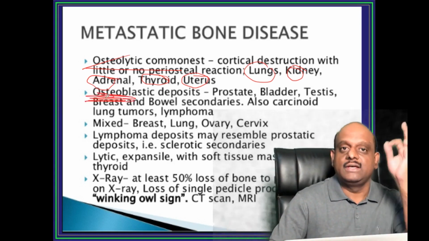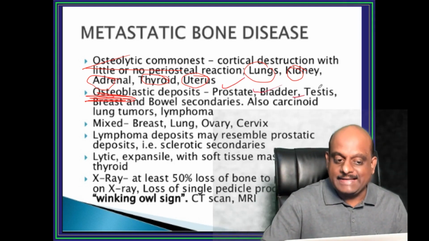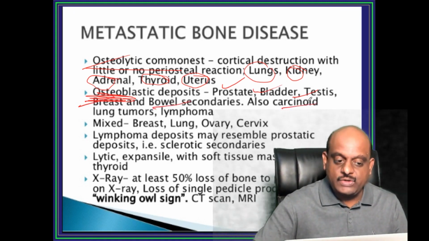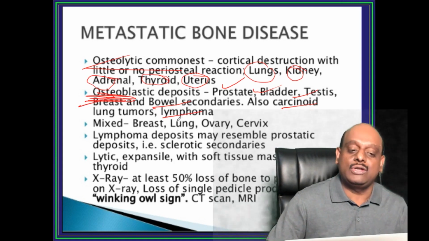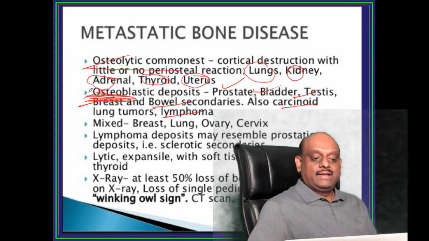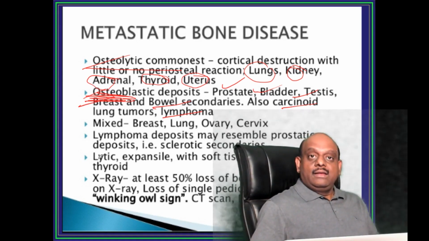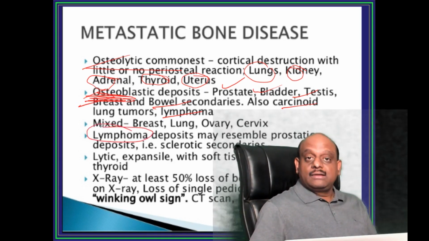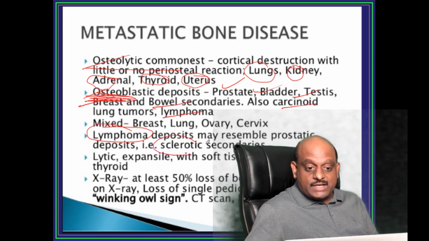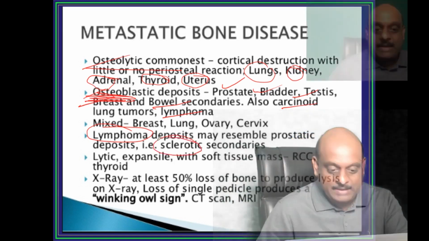Where do osteoblastic secondaries occur? Don't forget, friends. Prostate, bladder, testis, breast, bowel. Similarly, carcinoid lung tumors and lymphoma also can lead to osteoblastic deposits. That's what you need to remember. Then, lymphoma, typically similar to prostatic cancer, also leads to sclerotic secondaries. That is what you have to basically remember.